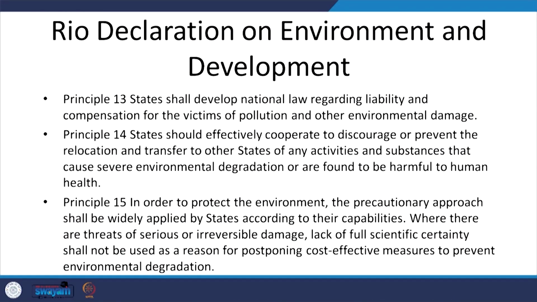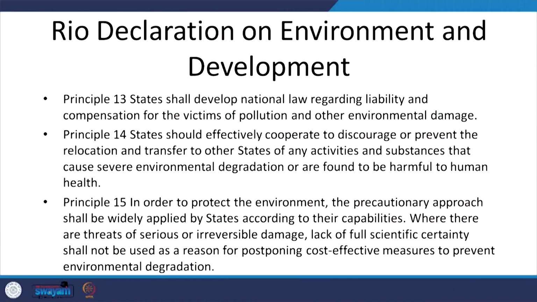The next principle, 14, states that states should effectively cooperate to discourage or prevent the relocation and transfer to other states of any activities and substances that cause severe environmental degradation or are found to be harmful to human health. Despite international laws being formulated based on this principle, we see these policies are not being adhered to. That is why we see a lot of waste being dumped in the seas, oceans, and on uninhabited lands, which is in total violation of this principle and the policies which govern it.